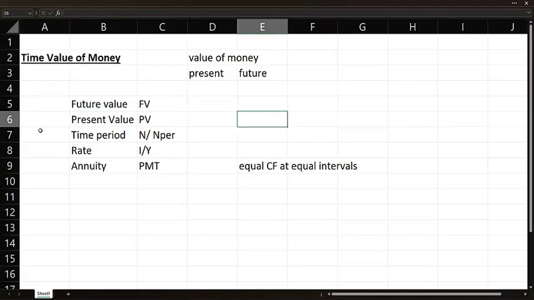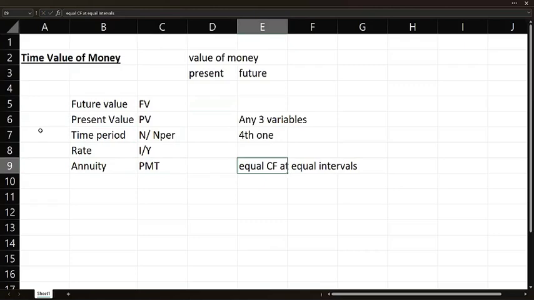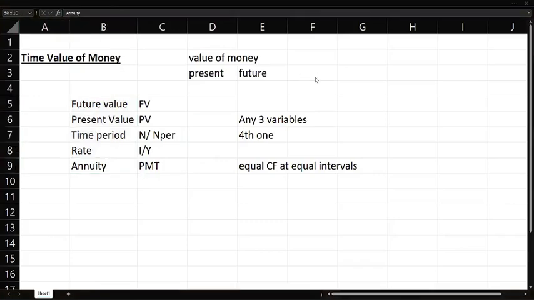And the thing is that if you know any three variables out of these five, then you will be able to find the fourth one. Because one can be optional. Any one of them can be optional. It is not mandatory that in every time value of money problem you will find all the five variables. But at least there will be four variables.